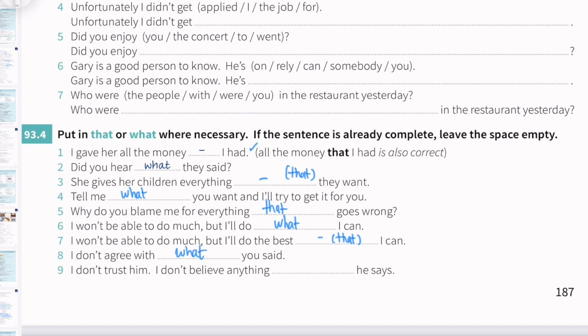And then the last one. "I don't trust him. I don't believe anything he says." So, two possibilities. You can leave it empty or you can use "that." It's similar to question number 1, number 3, and number 7. "I don't trust him. I don't believe anything he says." "I don't trust him. I don't believe anything that he says." Also correct in question number 9.